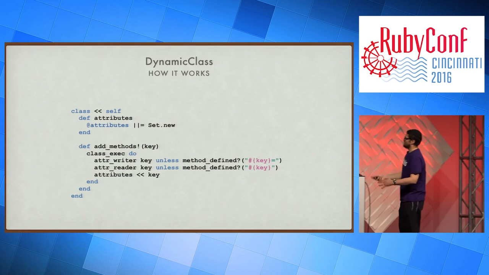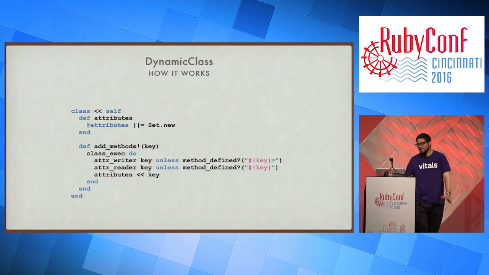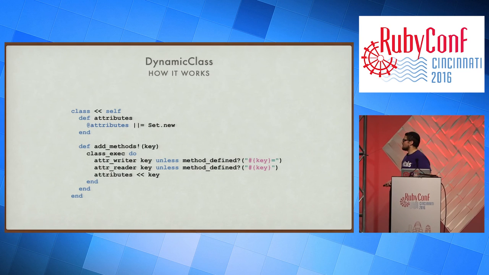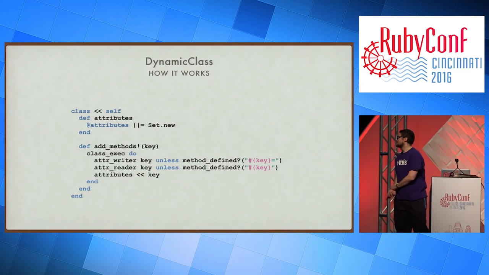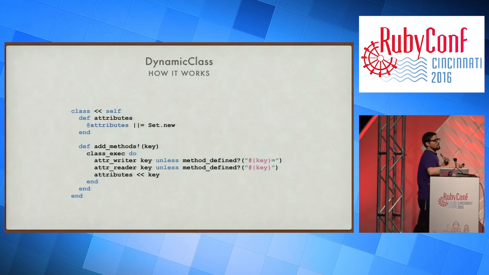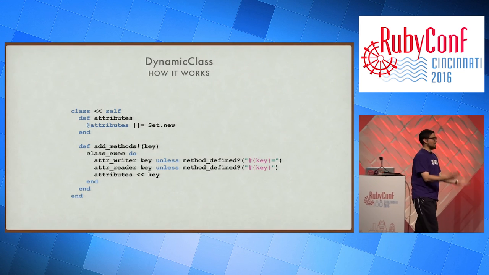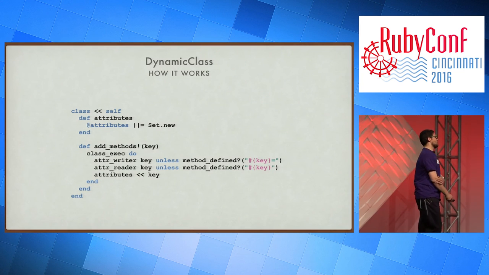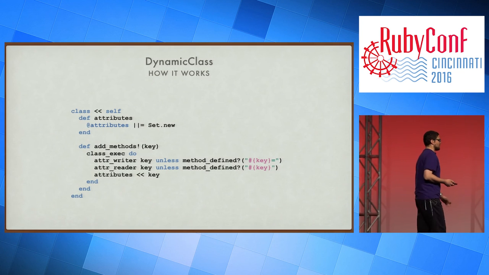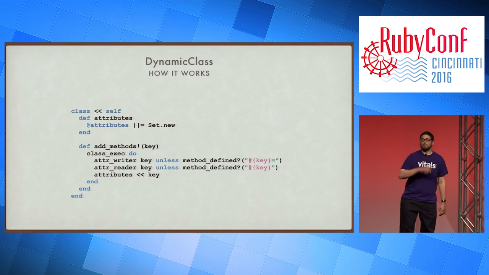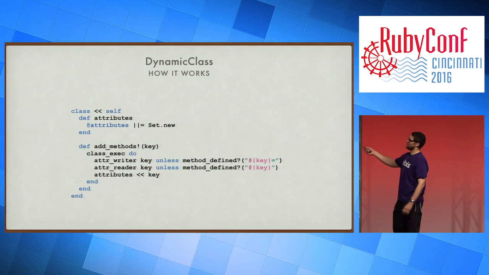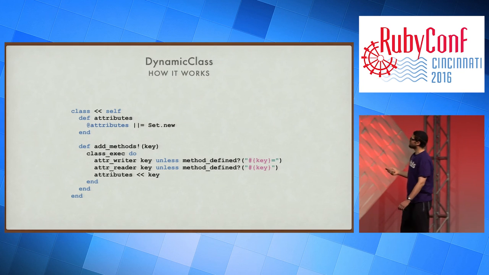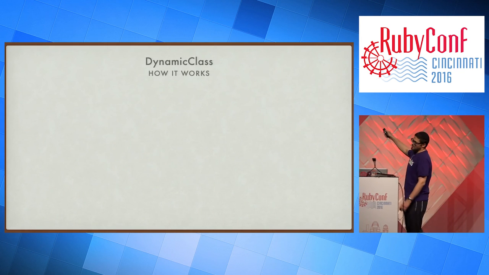And then we have the addMethods method. What addMethods does is it just calls addWriter and addReader, just like a regular Ruby class. And of course, it checks if you want to write your own addWriters and addReaders, so we're not going to step on your toes. Otherwise, we just call addWriter and addReader. And then we mark that attribute as having already been added. We're going to just add that key to the attribute set. So keep that in mind.